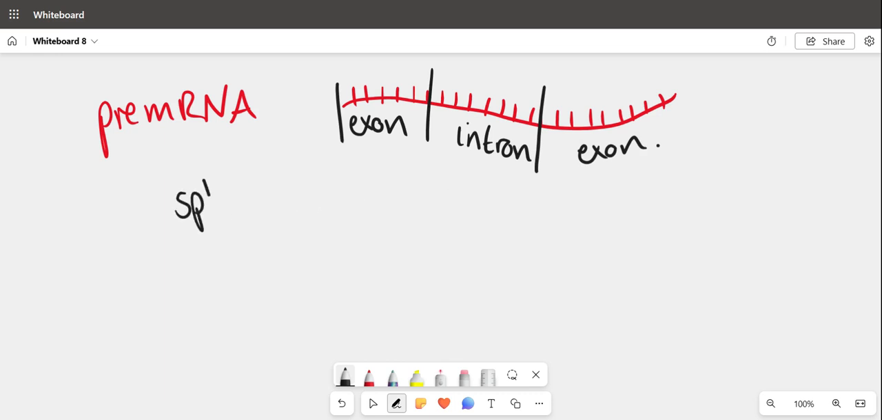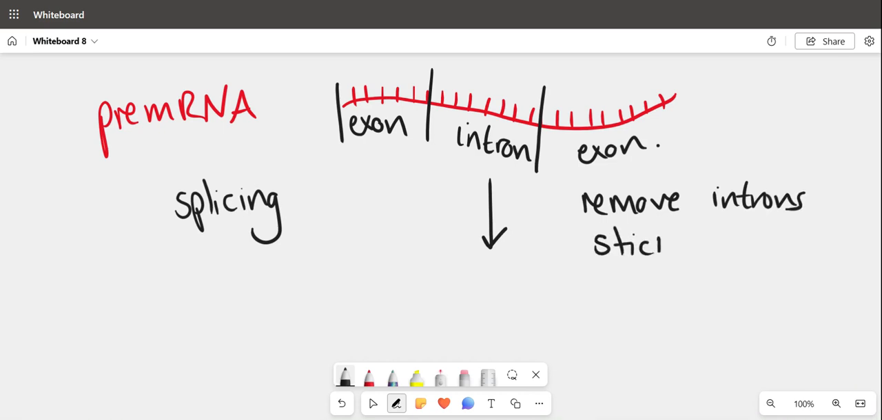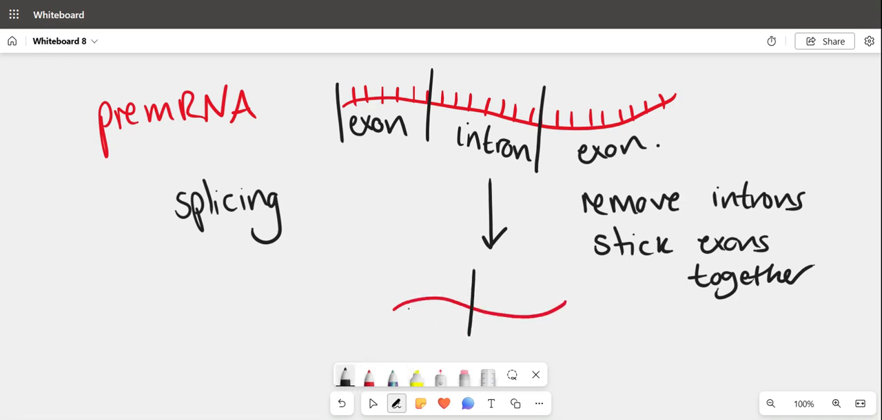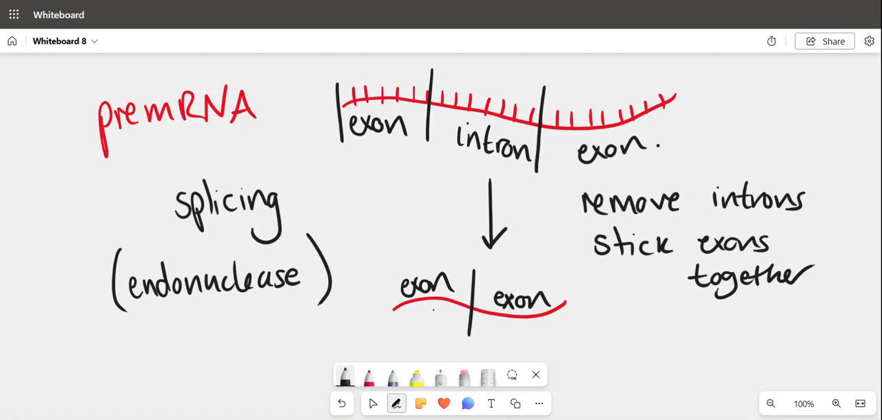Now, in the process of splicing, what we need to do is remove the introns and then stick the exons together. So simply what happens is the exons just come together like this. We've got one exon and another exon that just get joined together. The intron is removed completely, and the enzyme that does that is called an endonuclease.